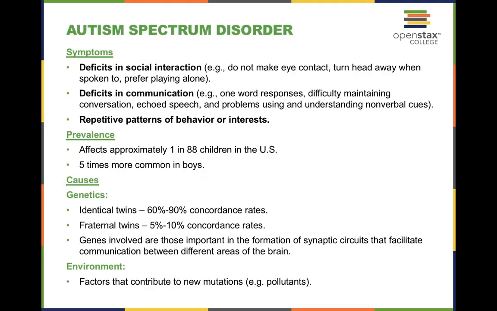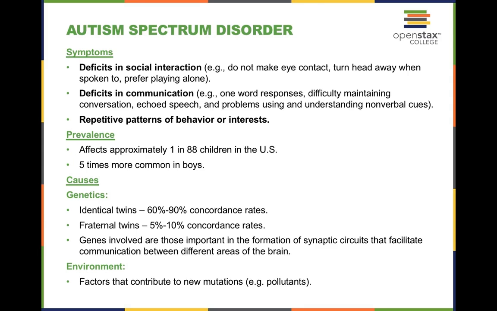The symptoms of ASD, and again, it's a spectrum, keep that in mind. These symptoms include deficits in social interactions. For example, may not make eye contact, turn a head away when spoken to, prefer playing alone. Deficits in communication. This can include one word responses, maybe no speech output, difficulty maintaining conversation, echoed speech, and problems using and understanding nonverbal cues, as well as repetitive patterns of behaviors or interests.